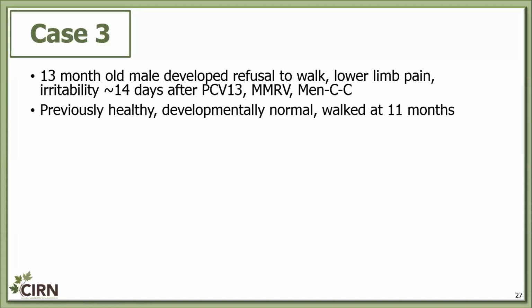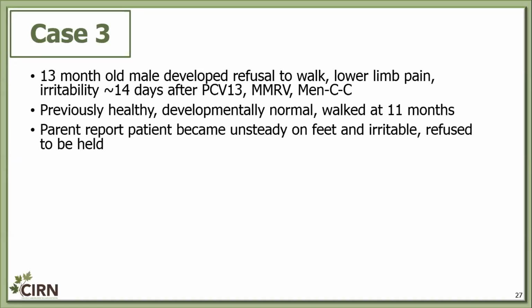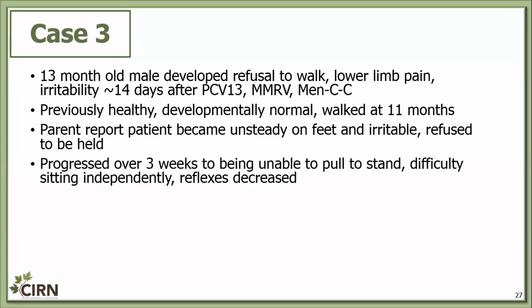So he was previously healthy, developmentally normal, walked at 11 months of age, and then about 2 weeks after getting his 12-month vaccines, parents report that he became unsteady on his feet and very irritable and refused to be held, which is often a red flag in young children.